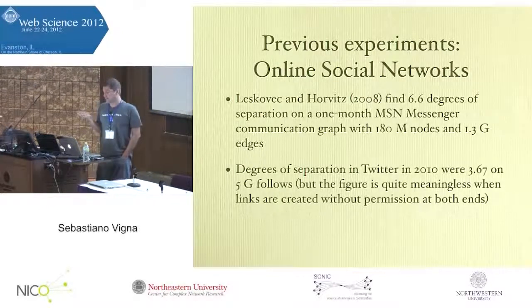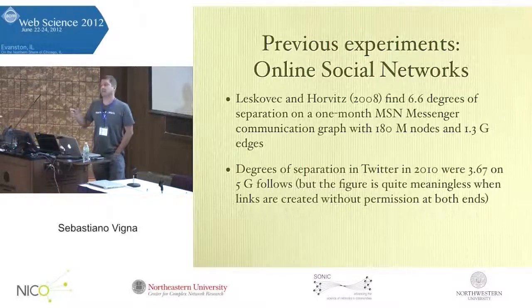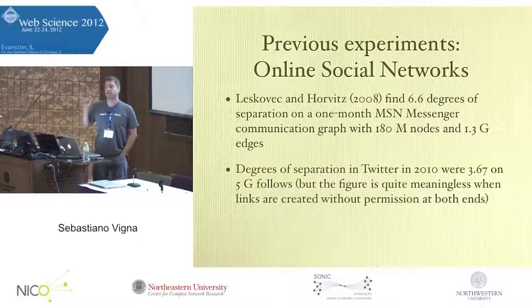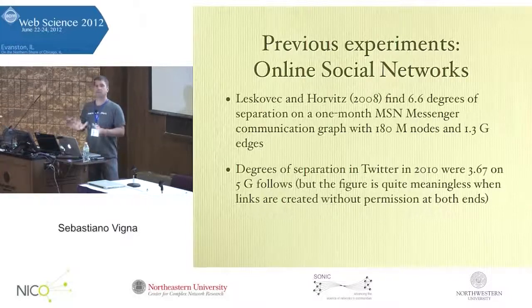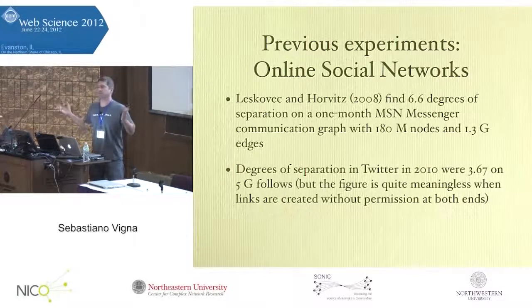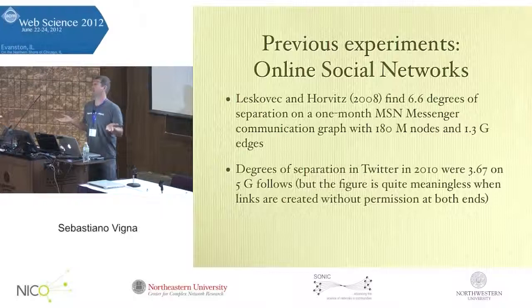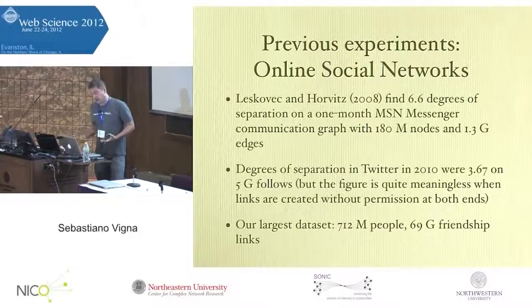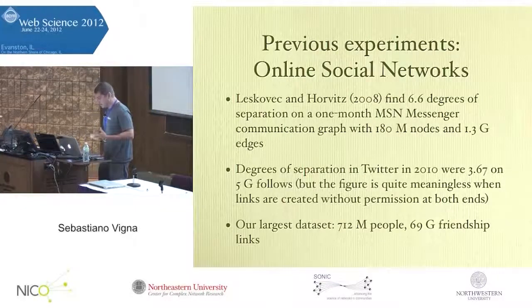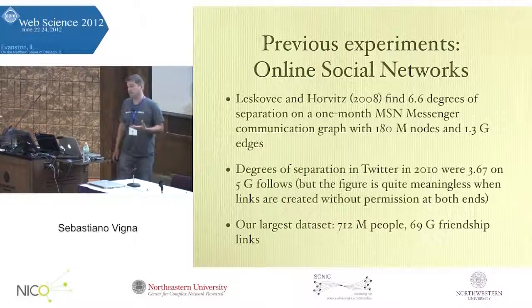Also, there is a problem: in the MSN Messenger or our experiment, the links must be created by both people. So you talked with someone, he wanted to talk to you. You're a friend with someone on Facebook, he wanted to be friend with you. On Twitter, you just create a link. I mean, if I and 10 friends work a little bit, I think we can lower this to 3 or 2, just by creating the right links, because everybody can create a follow link without permission from the guy on the other side. So our largest data set is actually 700 million people and 69 billion friendship links.